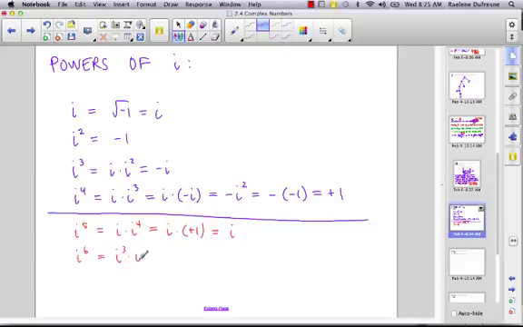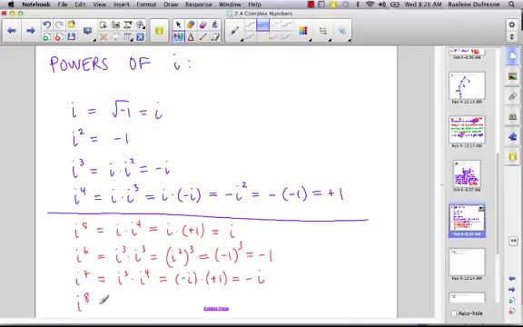i to the 6 is, well, there's lots of ways we could do it. We could say i cubed times i cubed, or we could say i squared all cubed. If I use i squared all cubed, then I replace i squared with -1, and I get -1. If I took i to the 7, I could say i cubed times i to the 4, because my exponent law says keep the base and add the exponents. So i cubed we know is -i, i to the 4 is +1, so we get -i.